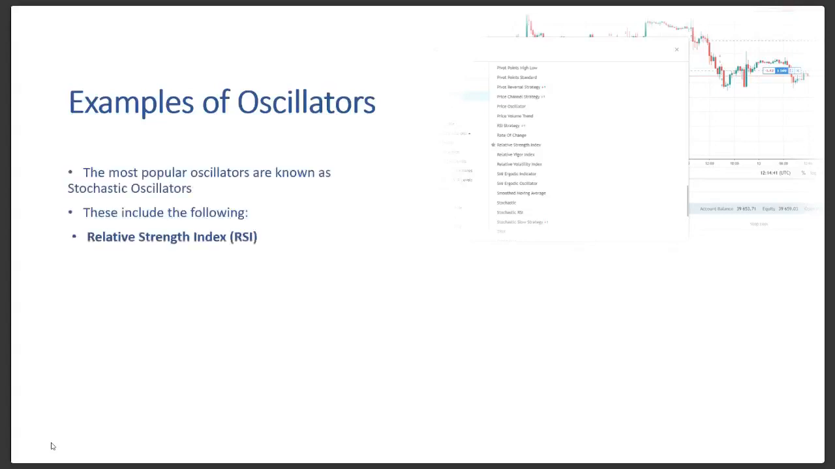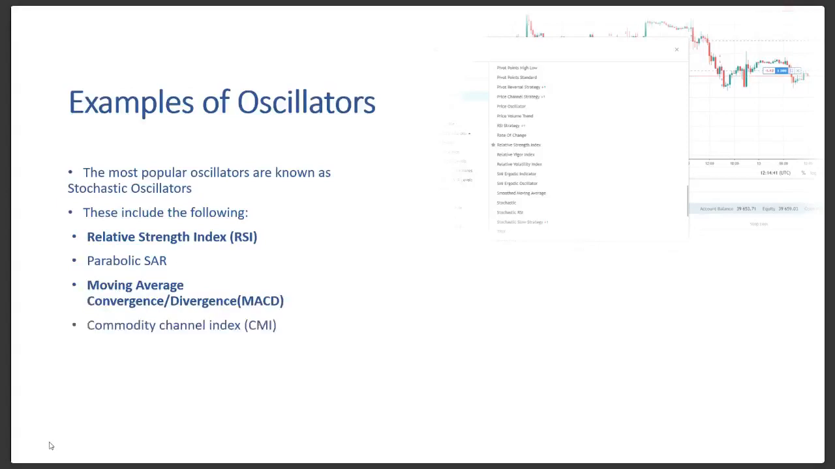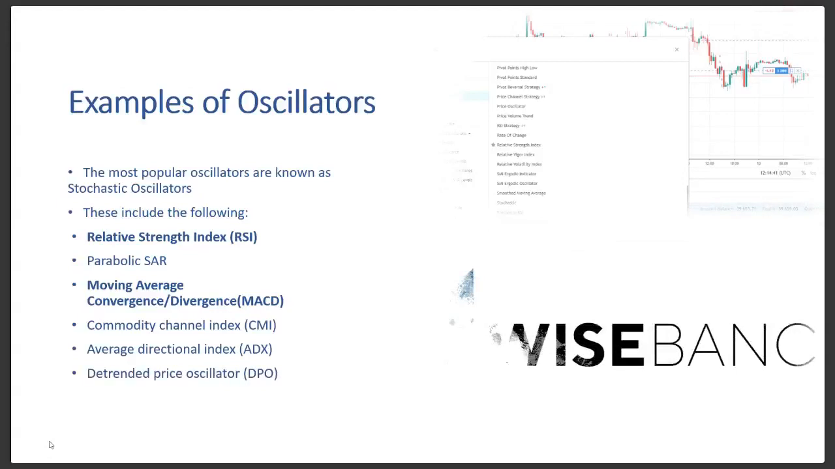The relative strength index, which is very popular, and tonight we will talk about. And parabolic SAR is another oscillator. Moving average convergence divergence, or simply known as MACD, that we'll also talk about tonight. Commodity channel index, the CCI. The average directional index, ADX. And the detrended price oscillator, or DPO. But for tonight's episode, like I said, we're only going to talk about the RSI and the MACD.